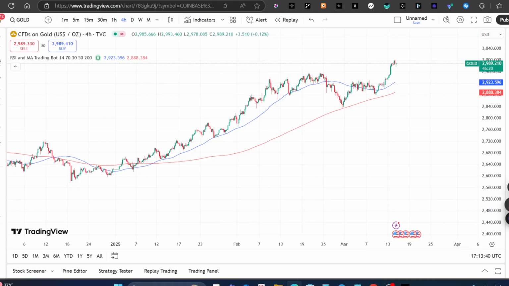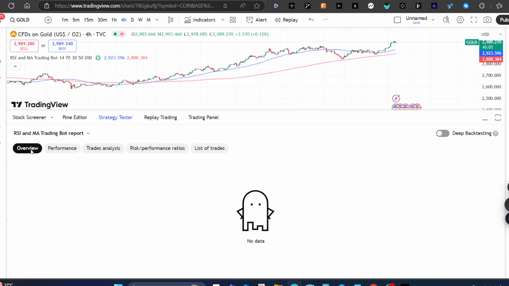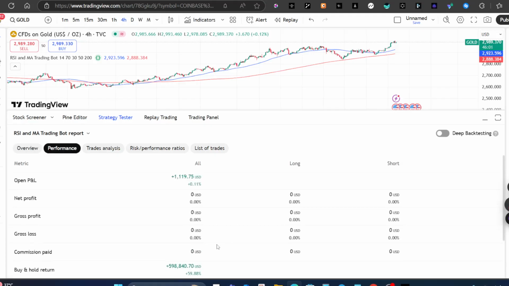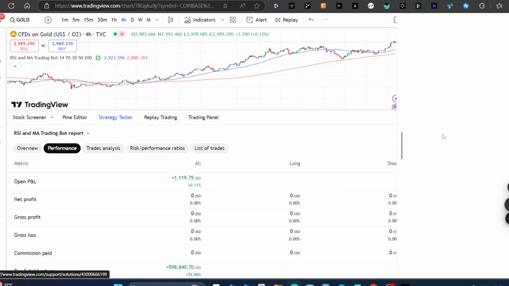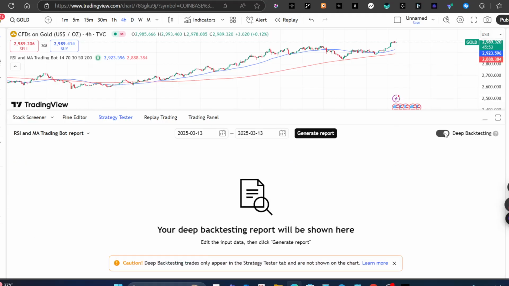All right, TradingView has a built-in strategy tester. You can see it here, and the strategy tester, at the bottom of the platform, reviews key performance metrics. This is okay, and there's nothing here. This is the performance of the bot if we are doing a backtesting, right? Let's see if this is going to give us something useful.